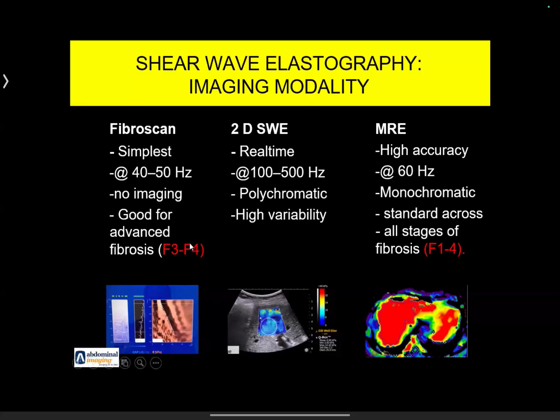The scan is very good to identify grade 4 fibrosis, but it is not good at identifying stage 2 or stage 3. Now stage 2 or stage 3 is the critical phase where you can intervene and cause some reversal of fibrosis.